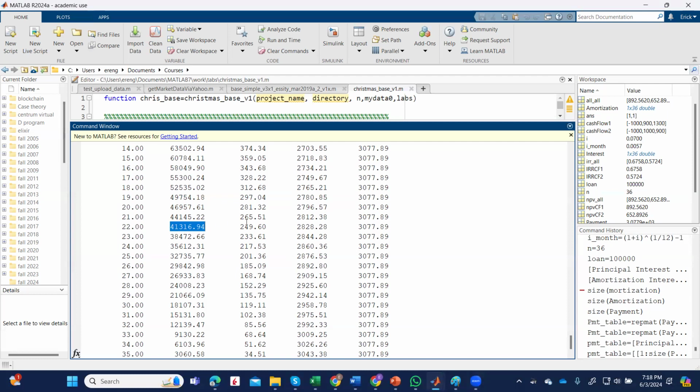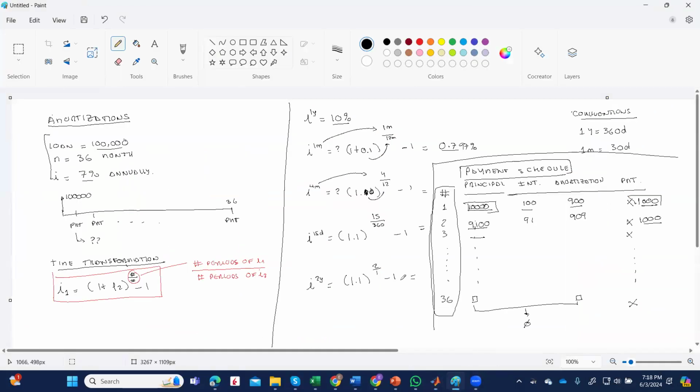Yes, so now questions. How much are you paying in interests? How much are you paying in interest? So I will write my questions here. Question 1: how much interest are you going to pay?